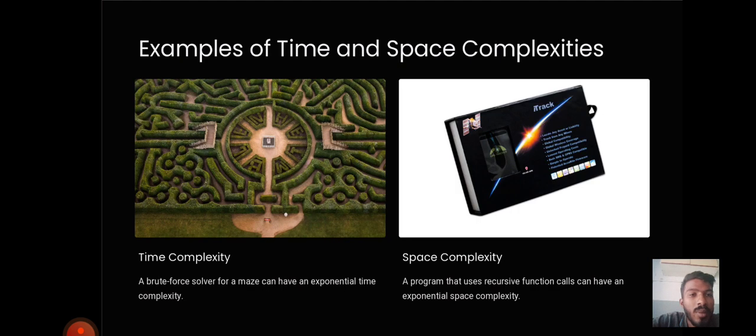Example of time and space complexity. Time complexity: the brute force solving of an n-maze can have an exponential time complexity. Space complexity: a program that uses a recursive function call can have an exponential space complexity.